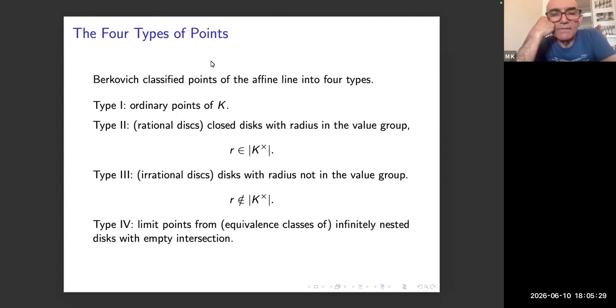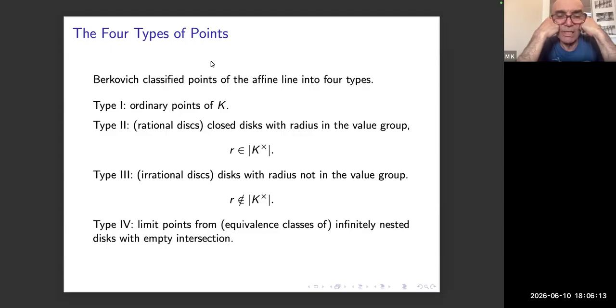So the Berkovich classification of points of the affine line is that there are four types. Type 1 are ordinary points of K, as we discussed. And type 2 and type 3 are closed disks, as we discussed, but what distinguishes them is the radius. In the type 2 case, the radius belongs to the value group of the base field K.